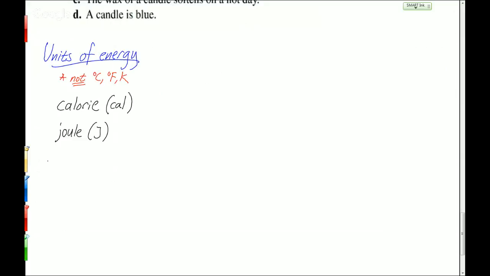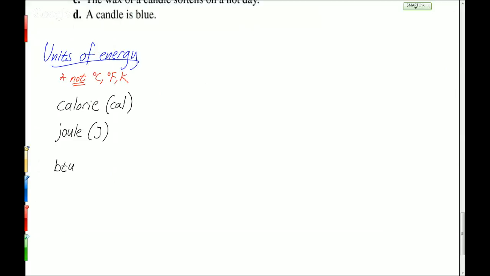Those are the most common, important ones, and we'll talk about them a little bit more in a second. Some other lesser known ones: the BTU, the British thermal unit, sometimes is an important measure of energy when you're talking about fuel or heating. Your furnace or your air conditioner is probably rated in BTUs of energy.